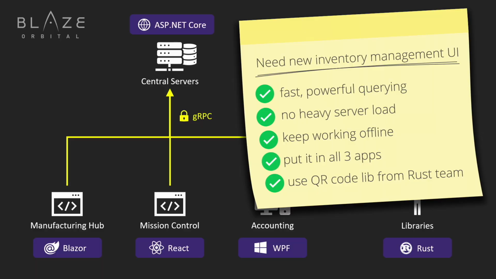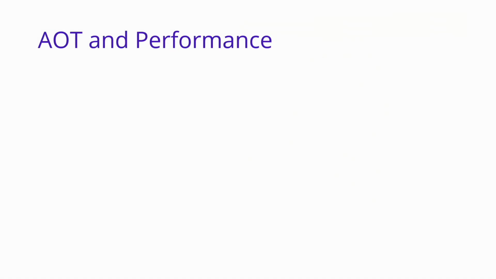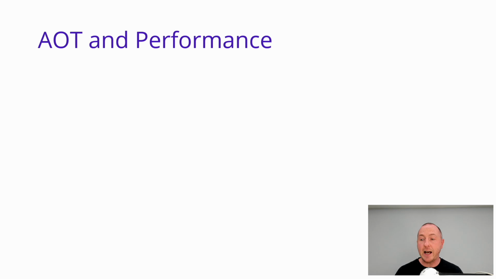Okay. So we've satisfied all those requirements, which is brilliant, but we haven't talked much about performance yet. One of the other big features for Blazor WebAssembly in .NET 6 is ahead of time compilation. And that means that instead of running your code on a .NET interpreter inside the browser, it can be pre-compiled to native WebAssembly bytecode and run much faster.